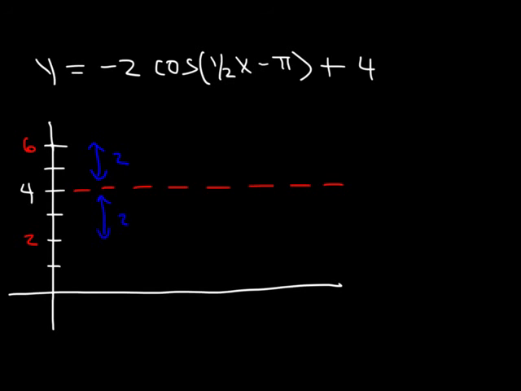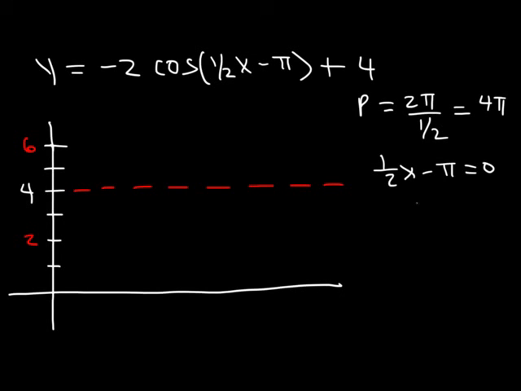So keep in mind, this is the amplitude, the distance from the center line to the highest point, which is the same as this distance as well. So the amplitude is 2. Now let's calculate the period. Because it's not 2 pi in this case, we have a b value. B is 1/2. So the period is going to be 2 pi over b, or 2 pi divided by 1/2, which is 4 pi.